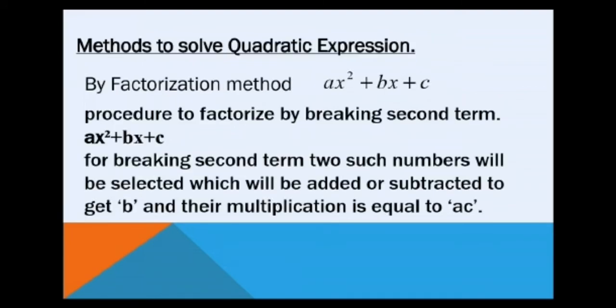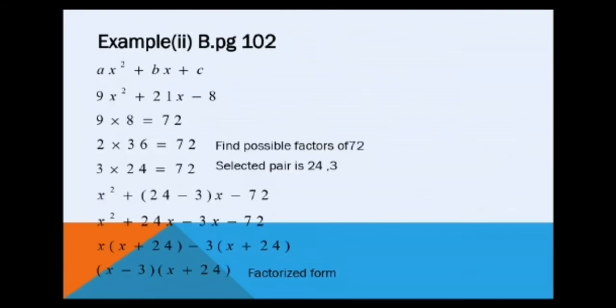Now the methods to solve the quadratic expression. By the factorization method, the procedure to factorize by breaking the second term will be applied, and for breaking the second term, two such numbers will be selected which will be added or subtracted to get b, and their multiplication is equal to ac. Students, first you will multiply a and c. Whatever number comes, you will select such pairs or factors which, by being added or subtracted, give you b. How? Let's start the procedure.